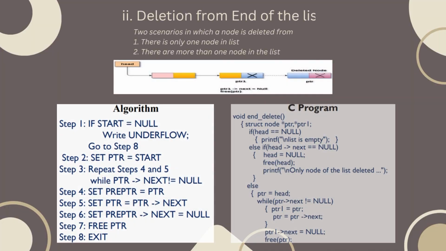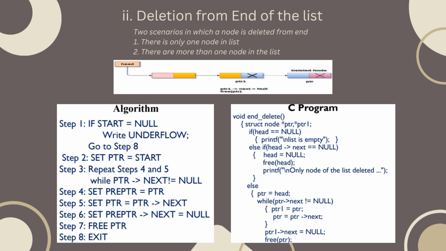Second option for the deletion operation, deletion from the end of the list. There are 2 scenarios in which a node is deleted from the end. First, when there is only one node in the list. When there is only one node in the list and that node is to be deleted, the list becomes empty. Second option is there is more than one node in the list. In that case, the pointer variables have to be adjusted.